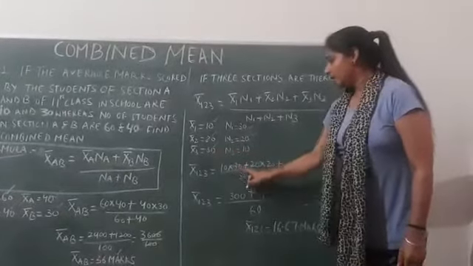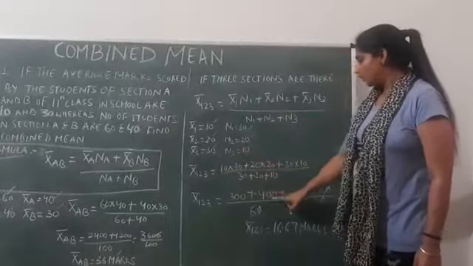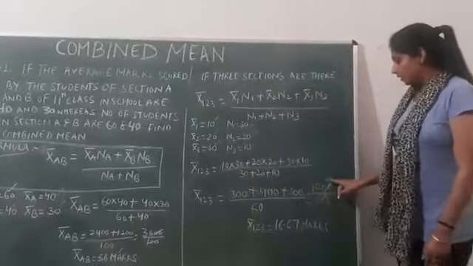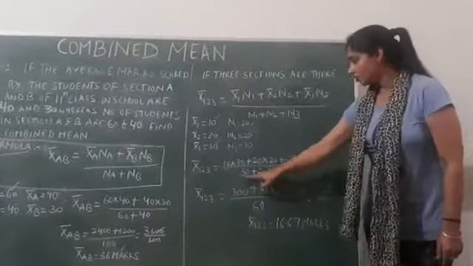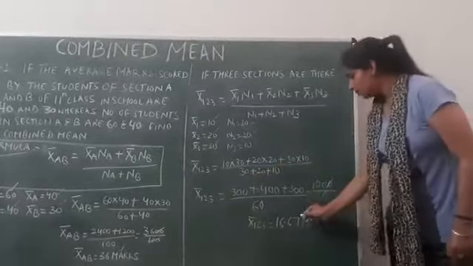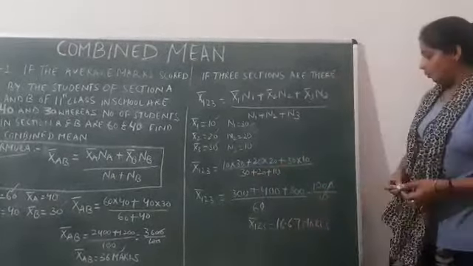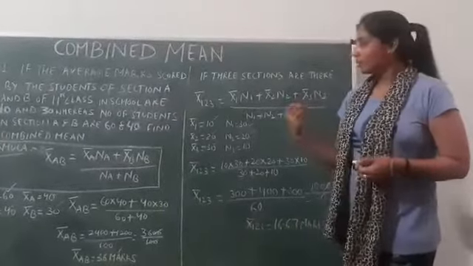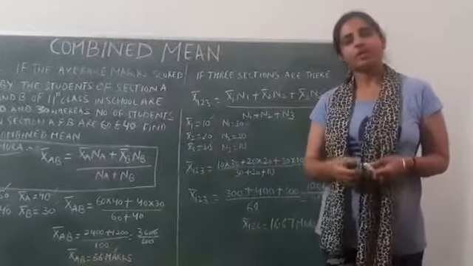So this is 10 into 30, 300, 20 into 20, 400, 30 into 10, 300. So when we take the total, this will become 1000 and this total will become 60. So 1000 divided by 60, the answer is coming 16.67. So I'll be giving you one or two numericals to solve, right? Kindly note the same in your notebook.